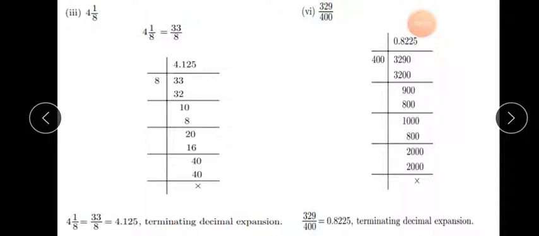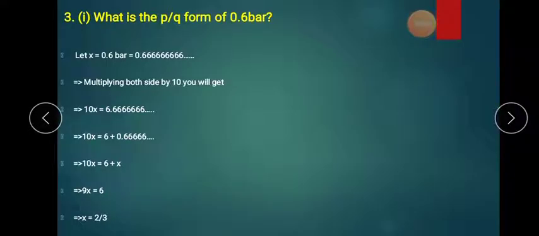Now let us move to question number 2. Question number 2 is the decimal expansion of the question number 1. That means the rational numbers are given, you have to convert them into decimal expansion and you have to state which are terminating, which are non-terminating, and which are non-terminating and non-recurring. So that means question number 1 and question number 2 are interrelated. Okay. Now let us move to question number 3.